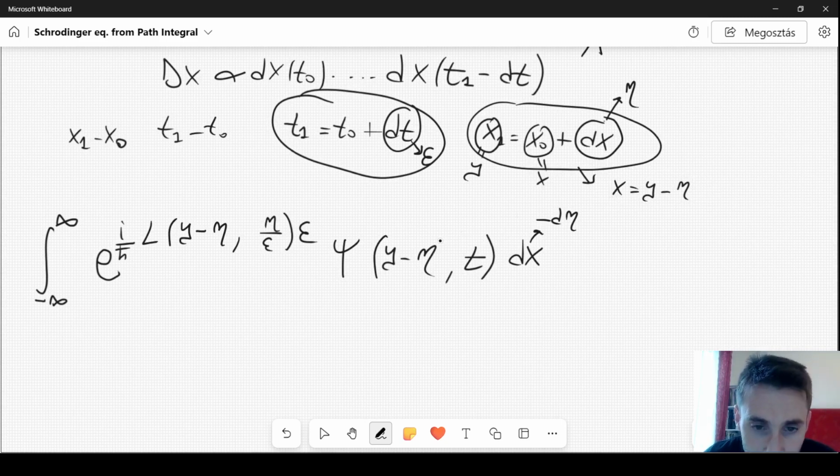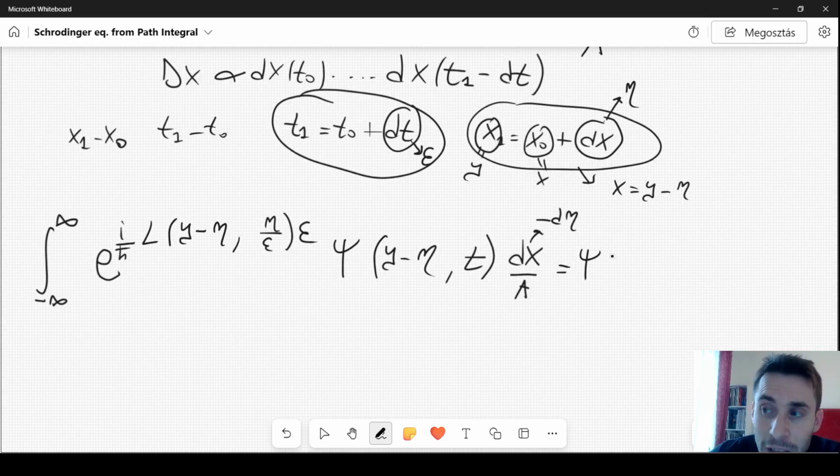So we really have to integrate over eta in this expression. Remember that we have also divided by the constant a, which is just a constant, and this would be equal to psi of the endpoint, which is y, and also the endpoint in time. And we can rewrite the endpoint in time as t, the initial time, plus the small increment epsilon.